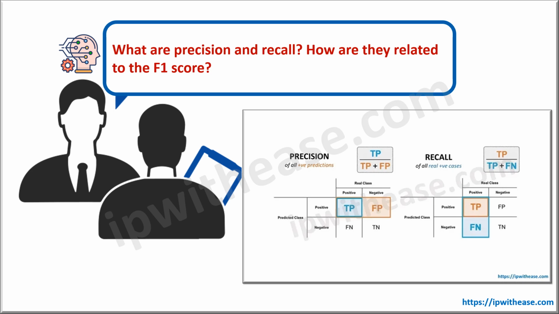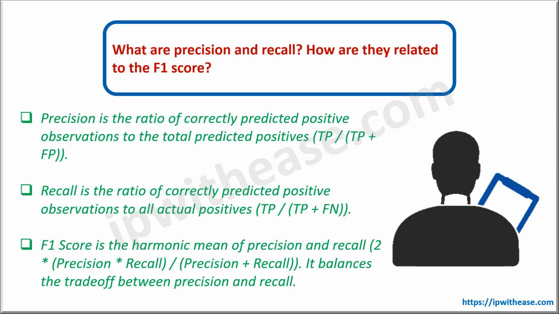What are precision and recall and how are they related to the F1 score? Well, precision is the ratio of correctly predicted positive observations to the total predicted positives. And recall is the ratio of correctly predicted positives to all actual positives. And F1 is the harmonic mean of precision and recall. So it balances the trade-off between precision and recall.